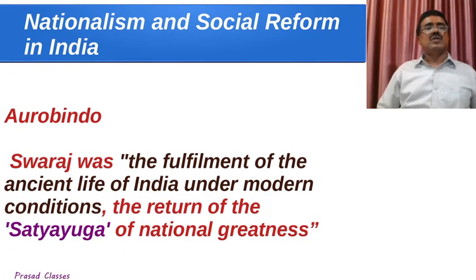Aurobindo. Swaraj was the fulfillment of the ancient life of India under modern conditions and the return of Satya Yuga of national greatness. So we can see that some of Dayananda Saraswati's ideas are put forward with more fervor and a more modern type of organization by Aurobindo. He considered Satya Yuga an ancient period, and we want the return of that Satya Yuga of national greatness. That was Aurobindo's idea.